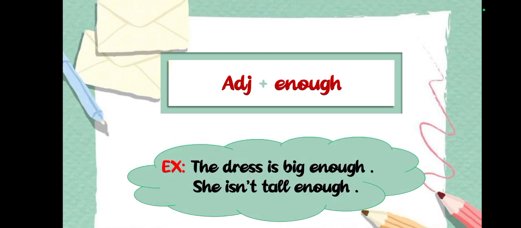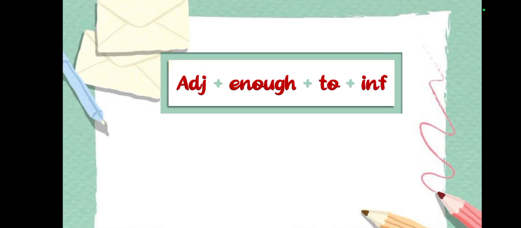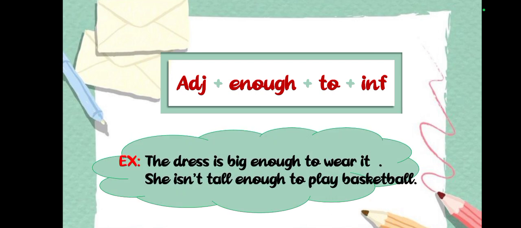Let's take an example. If I tell you the dress is big enough, it's suitable for me. I like it. When I like something and it's exactly what I need, I use enough. So the dress is big enough. Or she isn't tall enough. Okay. Also, we can use adjective plus enough plus infinitive to give a result. For example, the dress is big enough. Big enough for what? To wear it. It's suitable for me. She isn't tall enough to play basketball. So her height isn't enough to play basketball. It's exactly what we need.